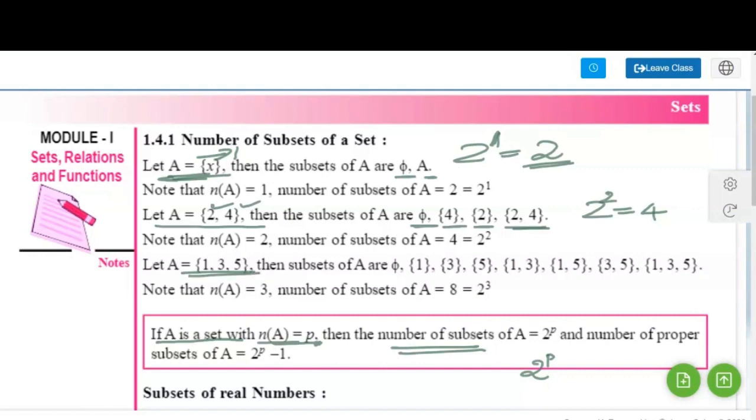If you have got 3 elements, the output will be 2 raised to 3, that is 8. So empty, then 1, 3 and 5, then 1, 3 combination, 1, 5 combination, then comes 3 and 5 combination, then comes all together combination. In that way, you have got 8 outputs.